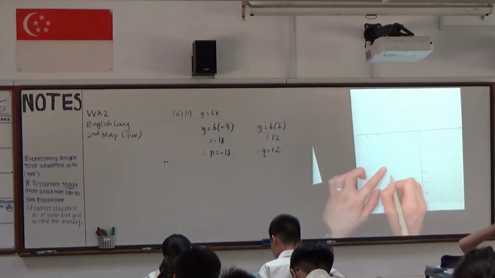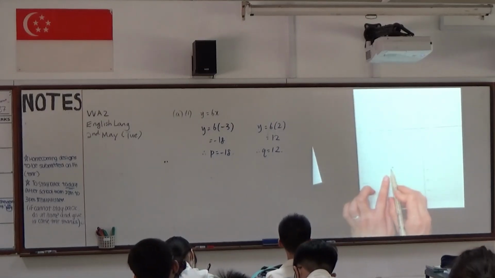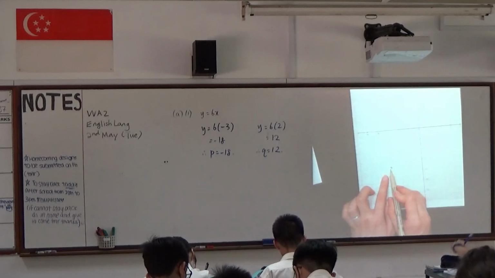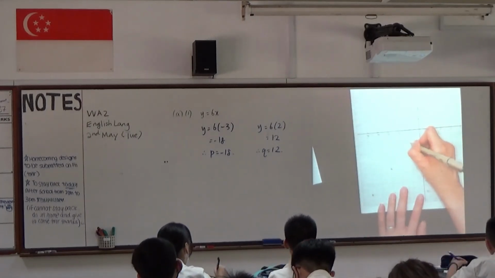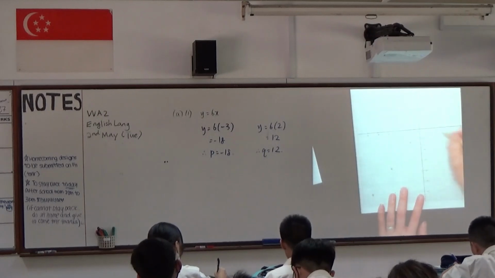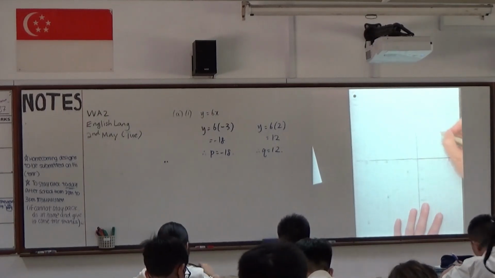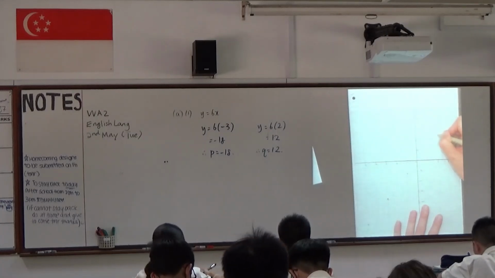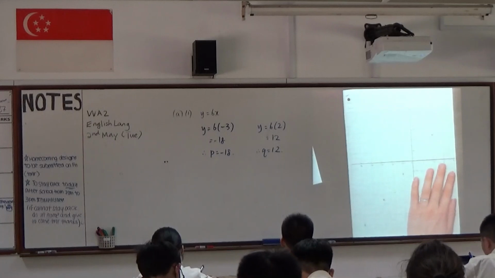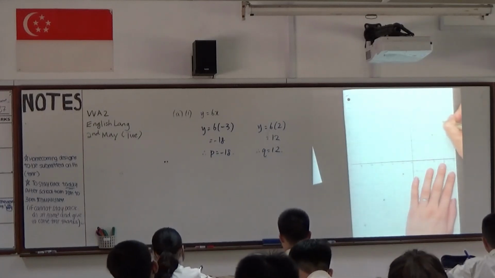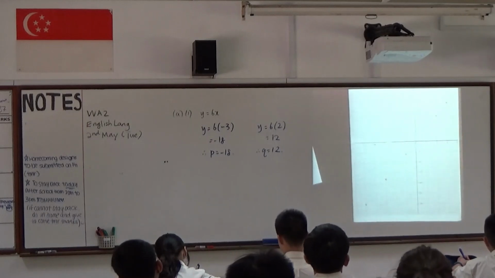So negative 18 will actually be over here, followed by negative 1, negative 6, and then 2 and also 12, and lastly 3, 18. So this should be what you will get.